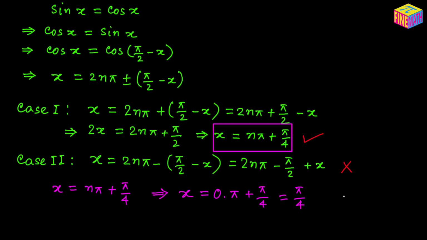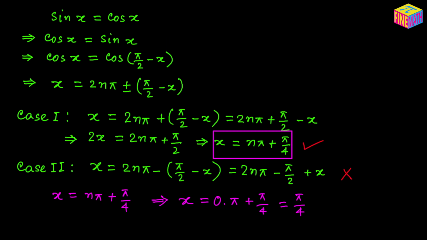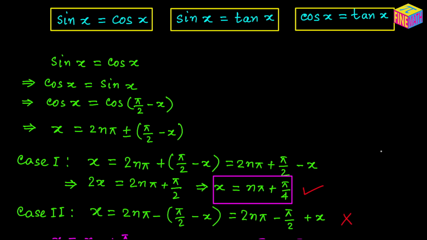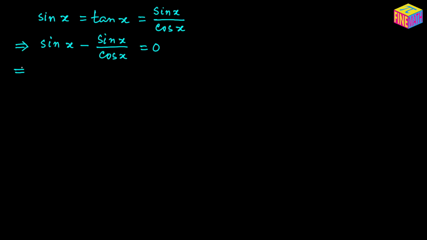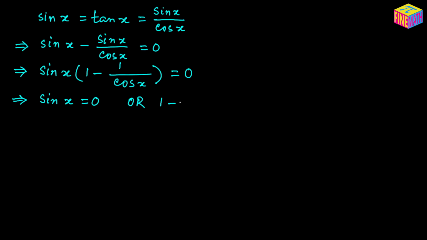Next, we are going to solve the second equation. And what is our second equation? The second equation is sine of x equals tangent of x. Can we write the tangent of x like this? And from here, if we bring everything to the left hand side, then we have sine of x minus sine of x over cosine of x is equal to 0. And from there, if we take sine of x as a common factor, then from the two factors, we can say that sine of x equals 0 or 1 minus 1 over cosine of x equals 0.